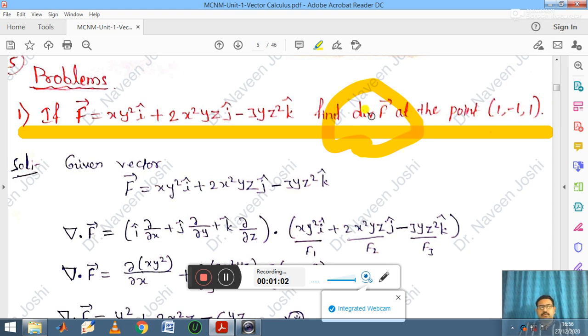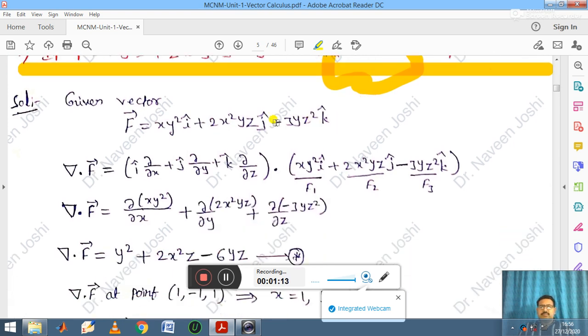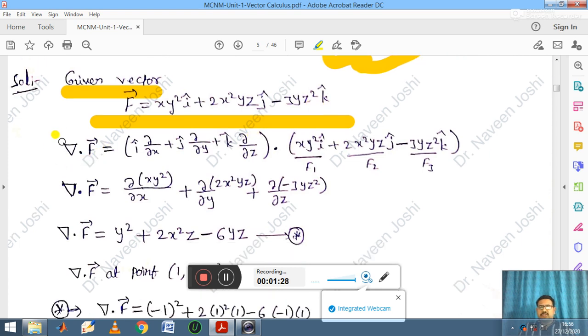So we already know the definition of divergence of F. The notation is del dot F. Okay. So then let us proceed with the solution. They are given a vector F equals xy square i plus 2x square yz into j minus 3yz square into k. So let us take our definition.